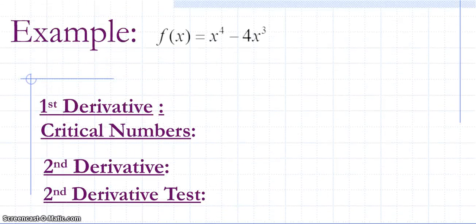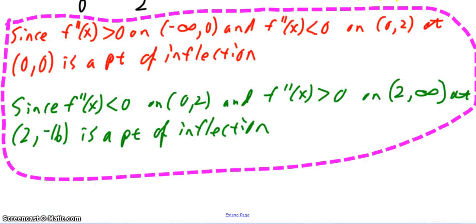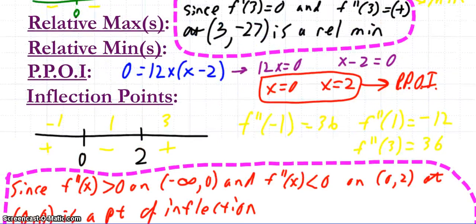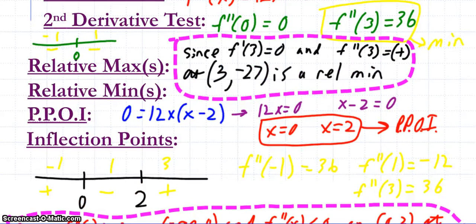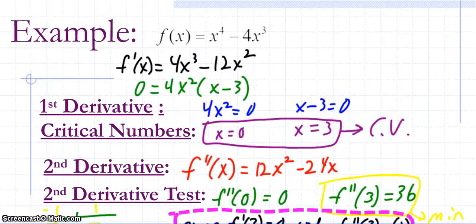So pause the video, unpause when you're ready to check your work. Okay, so for this one we come up with two inflection points. One is at the point (0, 0), the other is at the point (2, -16). And we come up with a relative minimum at the point (3, -27). So now let's look at all the work to see how we got that if you are confused.